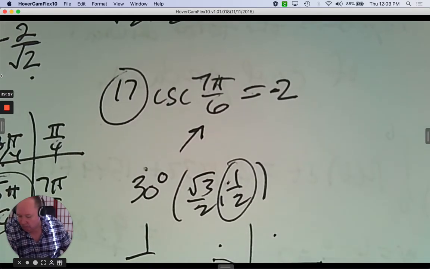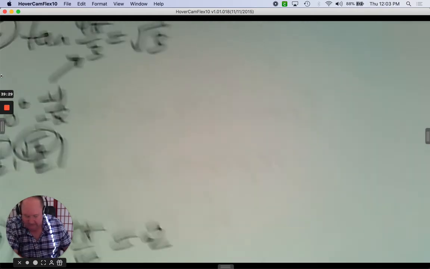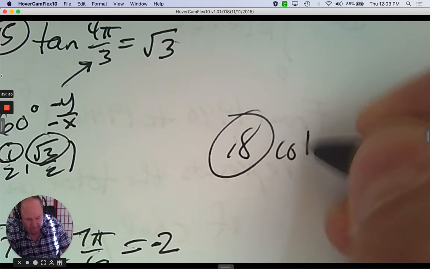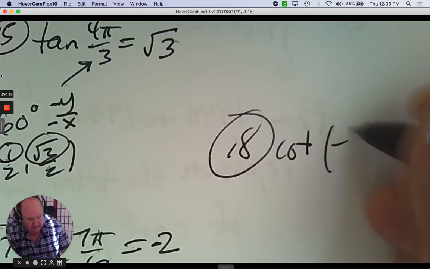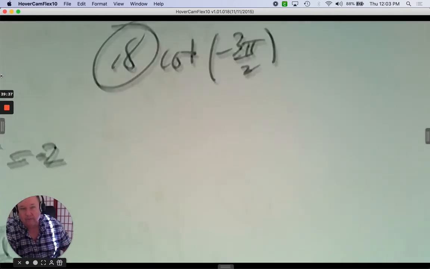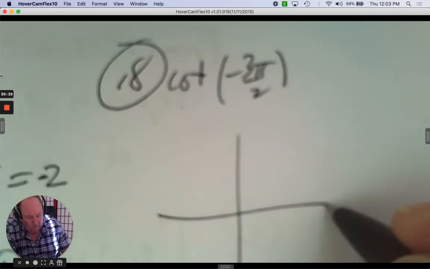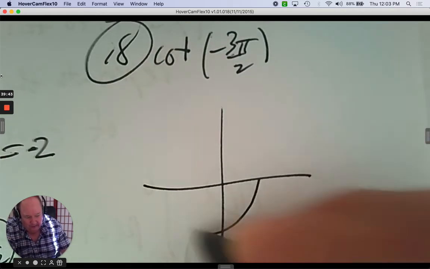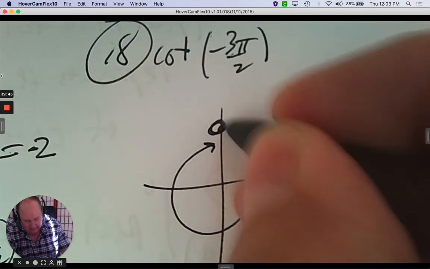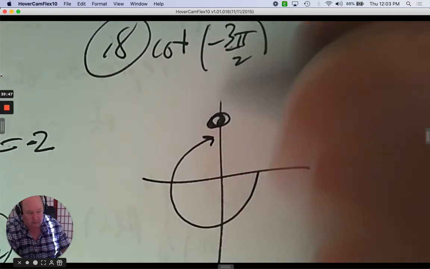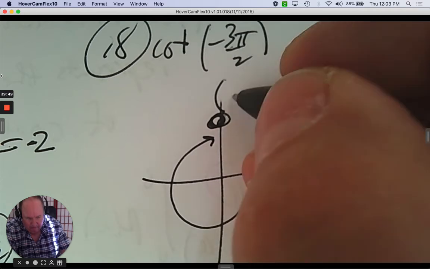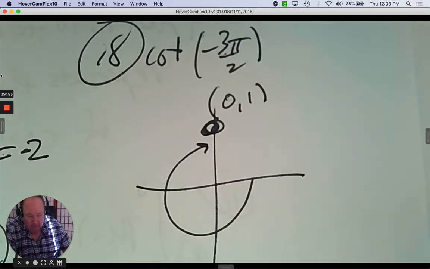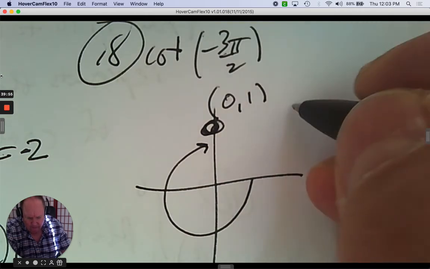All right, one more like that, number 18. In number 18, we have cotangent, and it's -3 pi over 2. When an angle is negative, you measure it clockwise. So if you go -3 pi over 2, you actually end up on top of the unit circle. The top point is at 0 and 1. Cotangent is the reciprocal of tangent.